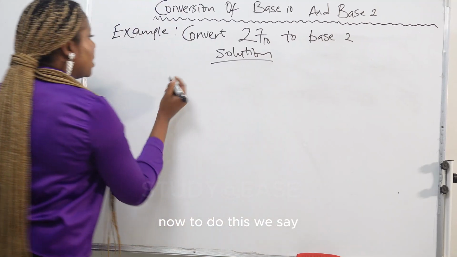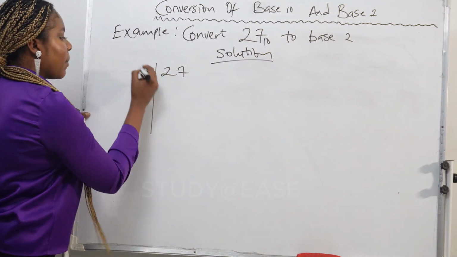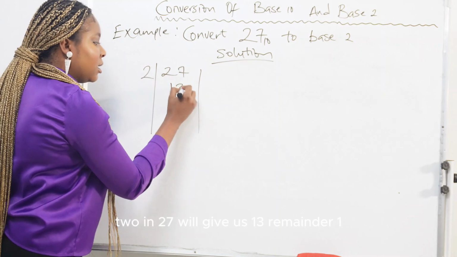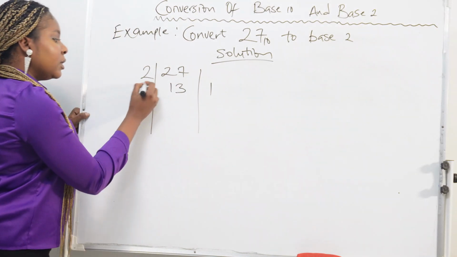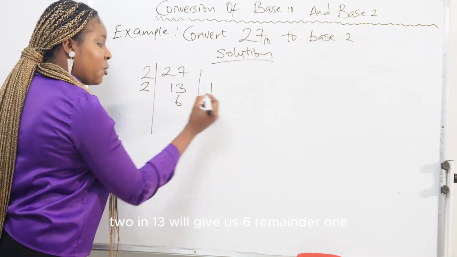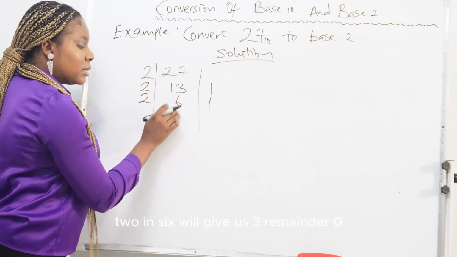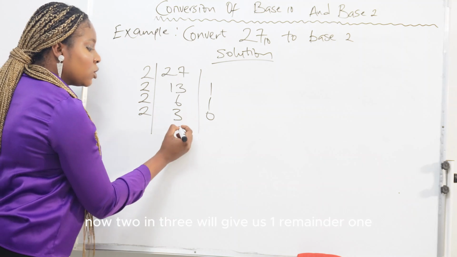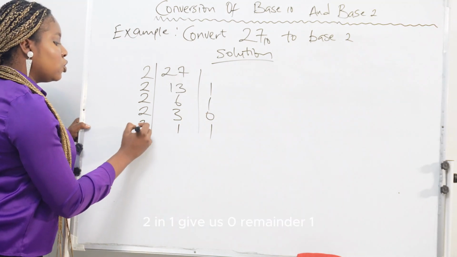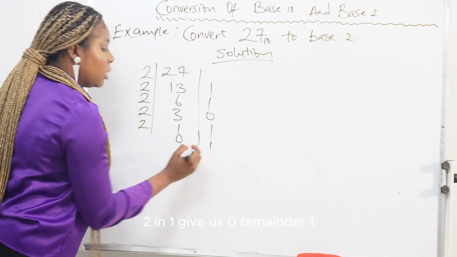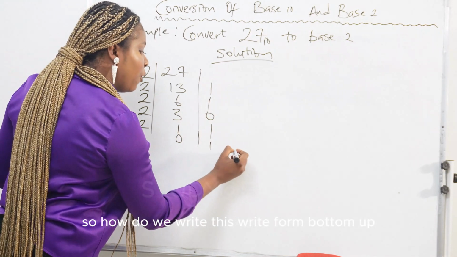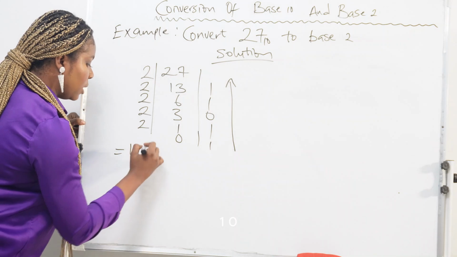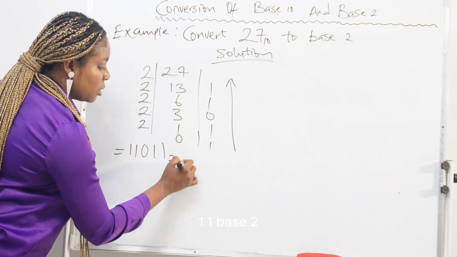Now to do this, 2 in 27 will give us 13 remainder 1. 2 in 13 will give us 6 remainder 1. 2 in 6 will give us 3 remainder 0. Now 2 in 3 will give us 1 remainder 1. 2 in 1 will give us 0 remainder 1. So how do we write this? Write from bottom up. So this will be equal to 11011 BASE2.